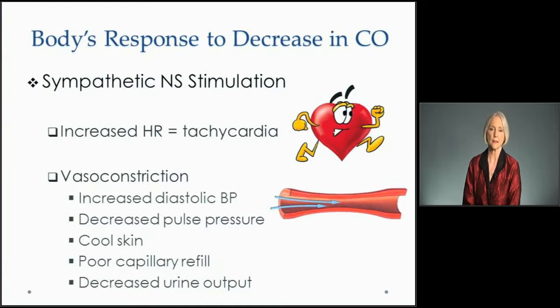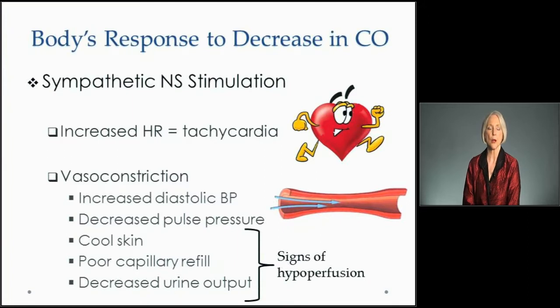The second thing is that sympathetic stimulation causes peripheral vasoconstriction. The first blood pressure change that you're going to see when that occurs is an increase in diastolic blood pressure. But some other signs of decreased peripheral perfusion are cool, clammy skin, some poor capillary refill, and a decrease in urine output. But if you wait until you see those things, it's already late. So the first two things that you want to pay attention to are heart rate and diastolic blood pressure.